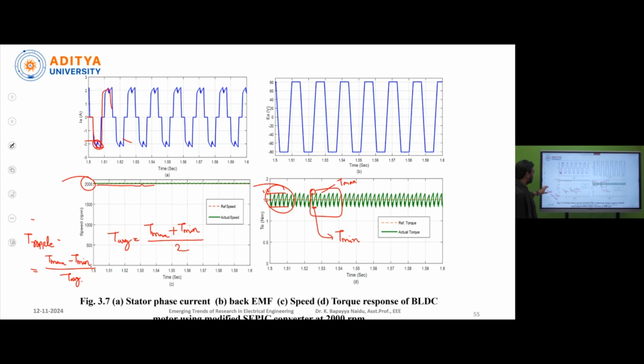Got it? Just by injecting the additional voltage as per the decreasing value, we can reduce the ripple in the current. Automatically, we will get reduced torque ripple also. Why? Because torque is always proportional to I.